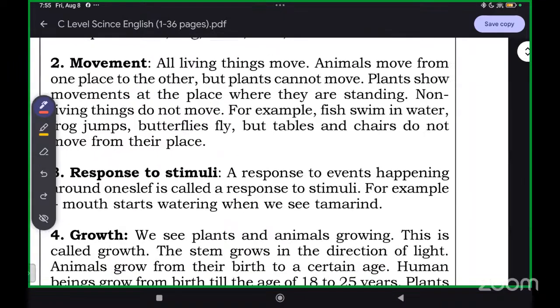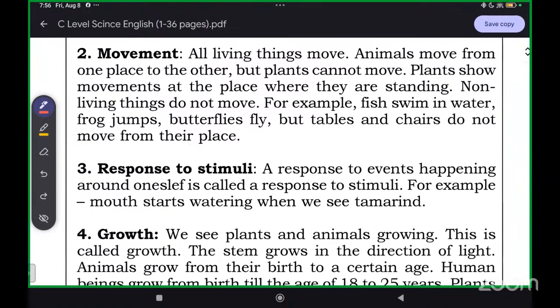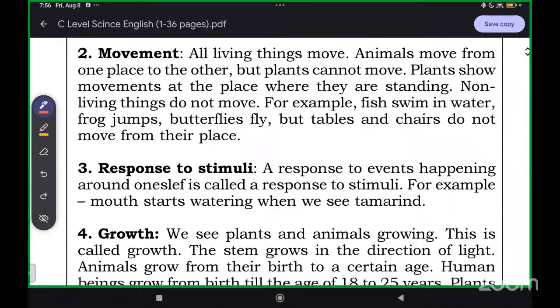The next quality of living things is their movement. All living things move. Animals move from one place to another, but plants cannot move. Plants show movement at the place where they are standing.